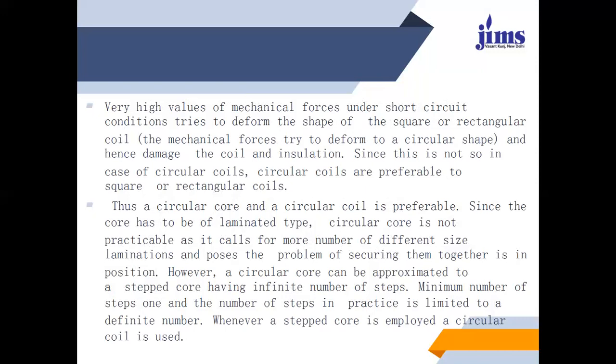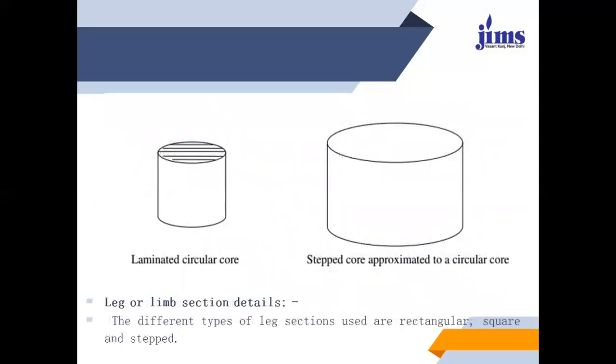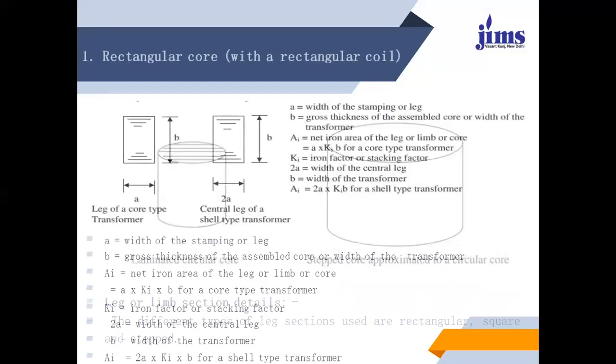Whenever a stepped core is employed, a circular coil is used. So this will be the case when we look at that side: this is the laminated circular core, and this is the stepped core approximating a circular core. Now the leg or limb section details. The different types of leg sections used are rectangular, square, and stepped.